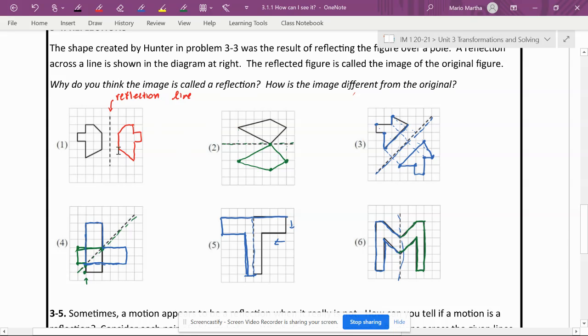Okay, so again, the image is called a reflection because everything gets flipped over, everything is reversed. And how is the image different from the original? Everything's flipped, and it's called a reflection because all points are the same distance to the line of reflection.